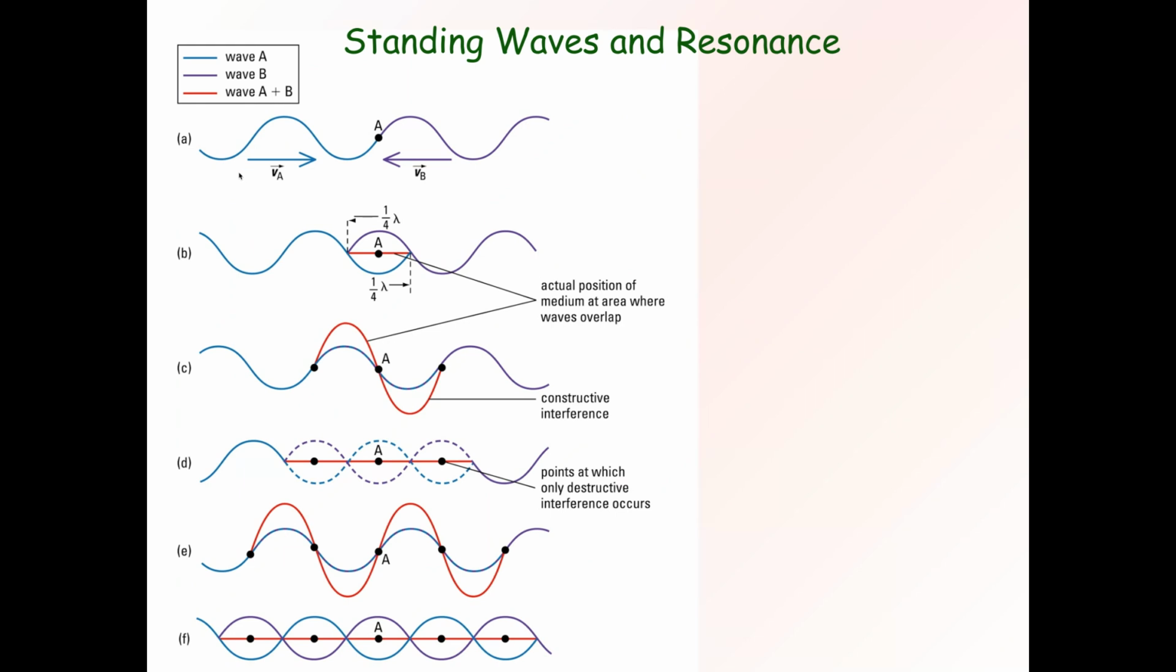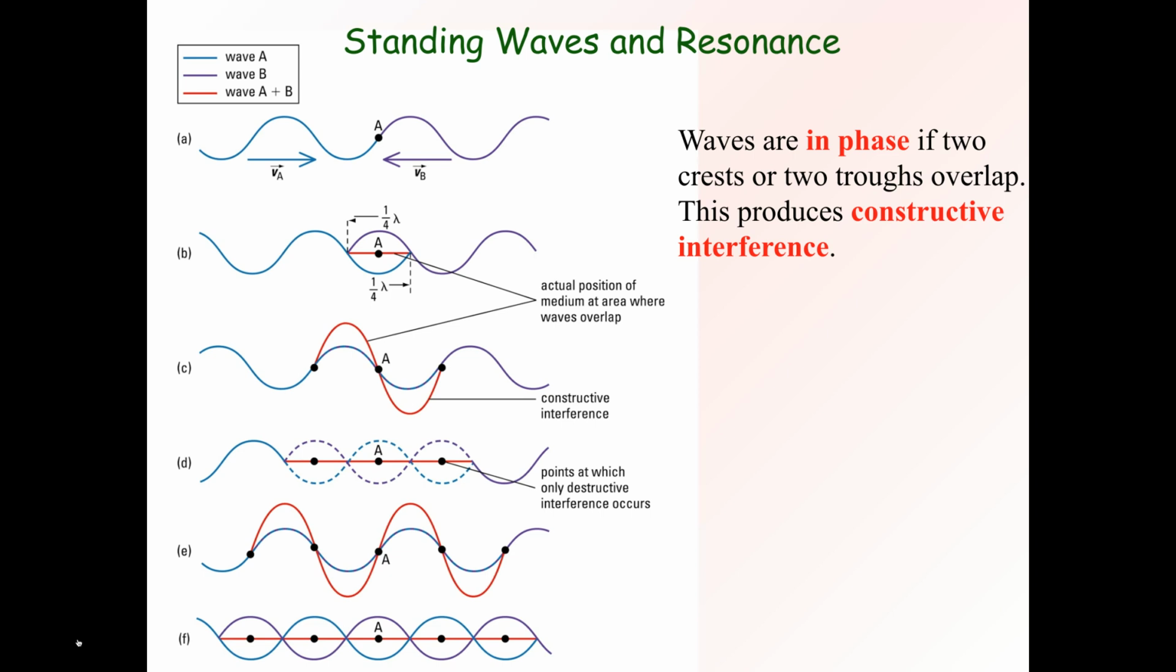Standing waves and resonance. Just showing, we have our two different waves moving in different directions. At point A, where they overlap, the actual position of the medium where the waves overlap is this point here. At some points we get constructive interference, at other points we get destructive interference. Depending on what they look like, if we have them going equal and opposite, this is full destructive interference, and at the bottom, this would be full constructive interference.